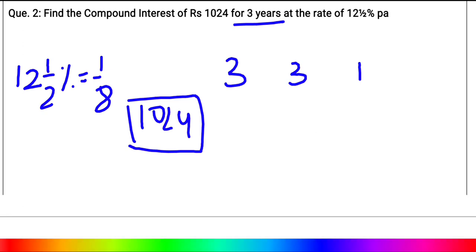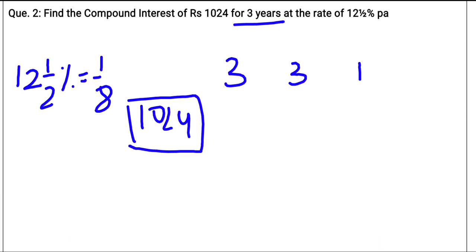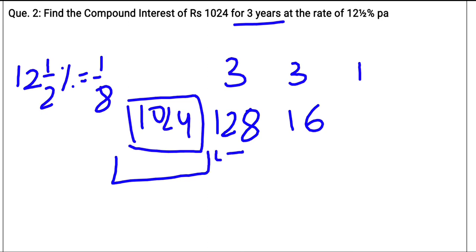Divide this by 8. So what do we get? If you divide this by 8, we get 8 ones are 8, 128. Okay, now if you divide this again by 8, what do we get here? 8 ones are 8, 8 6 are 48. Okay, 16. And again, first we have to divide this by 8, we get this. Now we have to divide this by 8, we get this. And now we have to divide this by 8, we get 2. Understand so far?